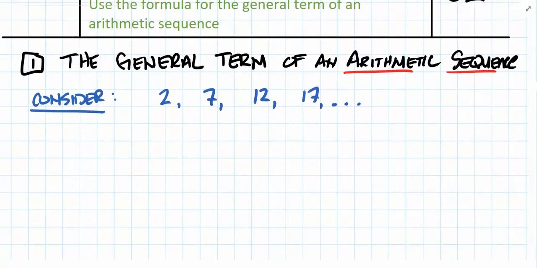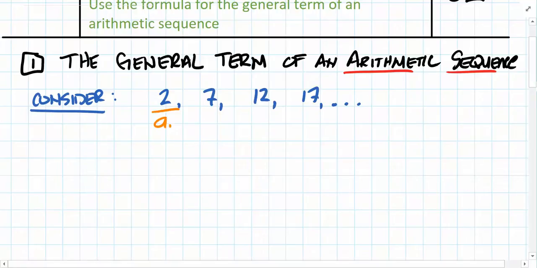So consider this sequence 2, 7, 12, 17. Hopefully you see that that is definitely an arithmetic sequence. So let's label these things as what we know. We know that this is the very first term, a sub 1. This is a sub 2, this is a sub 3, this is a sub 4. And dot, dot, dot means it continues on in that fashion forever and ever.